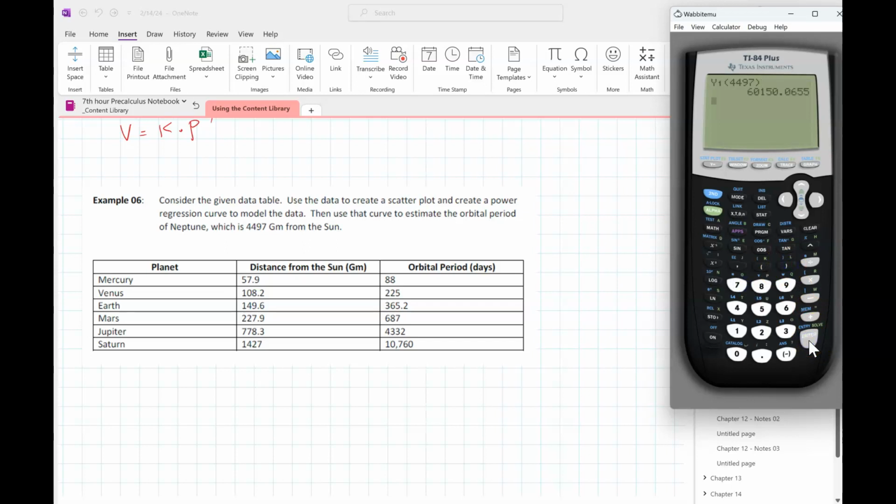Woo! Look at that big number there. You know what that is? It's how long a year is on Neptune. 60,150 days. Takes a long time, right? Neptune's real far from the sun. It's a long trip around for Neptune. Yeah, it's like a whole lifetime in one year, right?